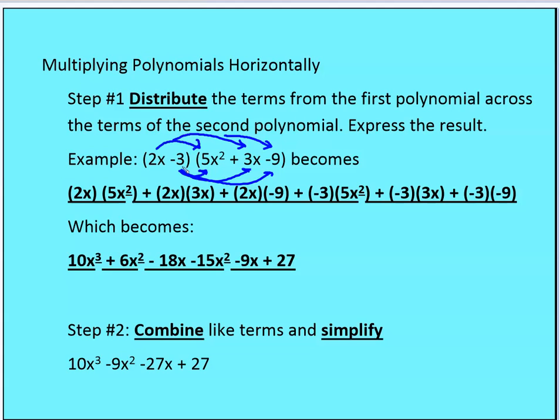So once again, I have two polynomials in parentheses. I'm multiplying them together. I'm going to FOIL them, so to speak, but sometimes it doesn't really make sense because in this case I have three terms of a trinomial. So 2x against 5x squared becomes 10x cubed. 2x times 3x becomes 6x squared. 2x times negative 9 becomes negative 18x, and so on and so forth. You're going to finish creating the products here, then combine like terms and rewrite in standard form. So that's multiplying polynomials horizontally.